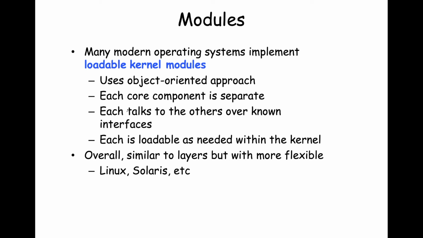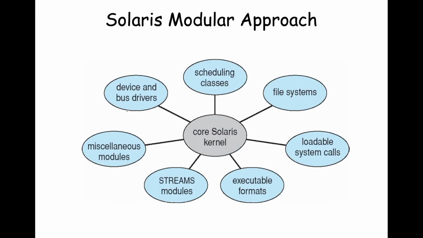And so Linux and Solaris are popular examples of kernel loadable modules. And this is an example of the Solaris architecture. You have the core Solaris kernel services, and you have classes or loadable modules for things like scheduling, implementation of file system, implementation of executable formats.